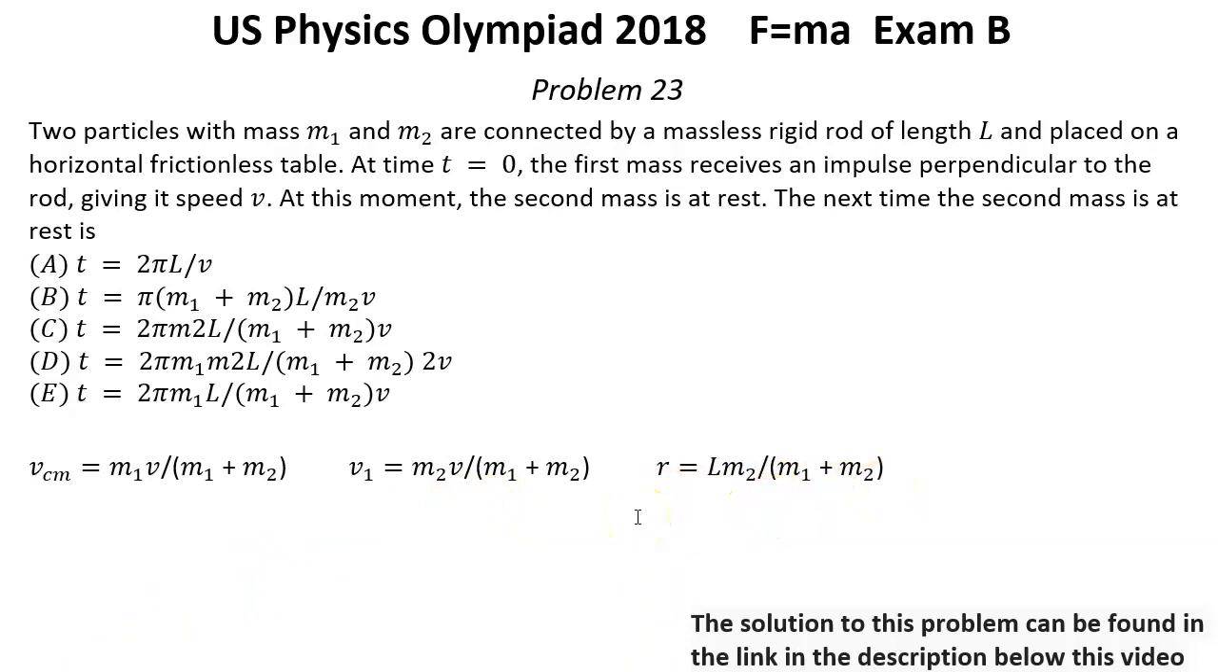So after that we can find what the period is. That will be period equals 2 pi r over v1, which is, after we use these two expressions, 2 pi L over v. That's answer A. And this is the correct solution for problem number 23.